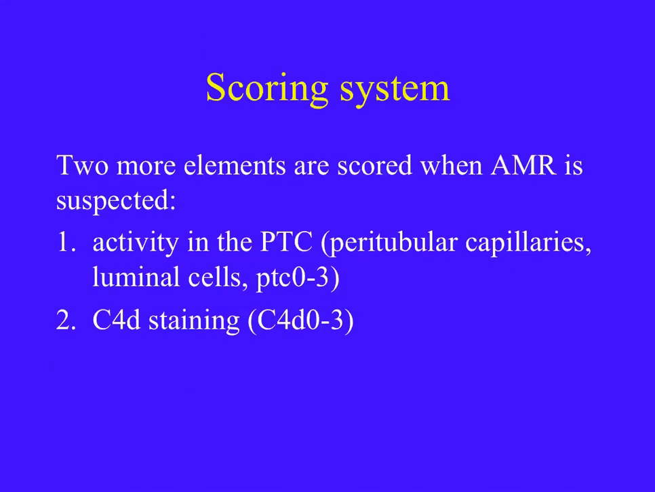When an additional or a concurrent element of humoral rejection is suspected, 2 more elements are scored, and these are the activity in the peritubular capillaries. By activity, we mean the presence and the numbers of the inflammatory luminal cells, and of course the C4D staining. The C4D is a component of the complement activation, which is usually activated in an antibody-mediated rejection. We can detect the C4D status by performing immunoperoxidase studies on paraffin sections from formalin-fixed tissues.